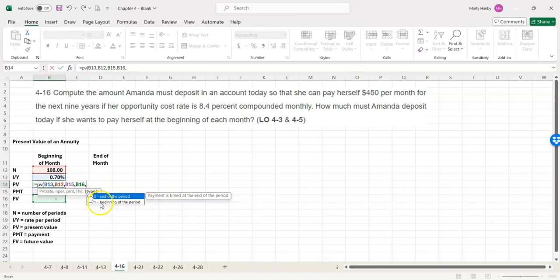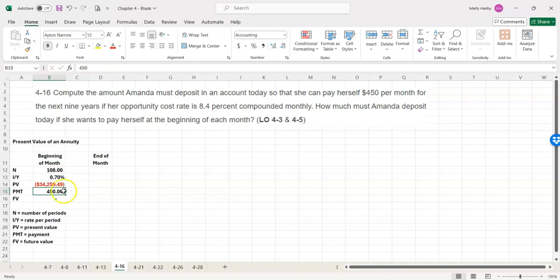it's also in parentheses. It means it's optional. But if I put a 1 here, that will make the payments at the beginning of the period. And if I return, $34,259.49. So what that is, is an extra period of interest that you would have to pay in order to receive those payments.